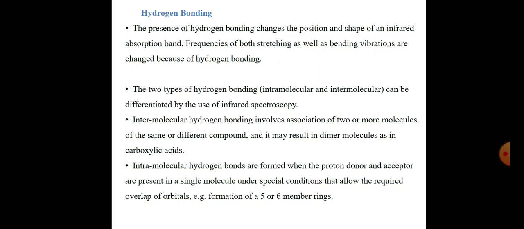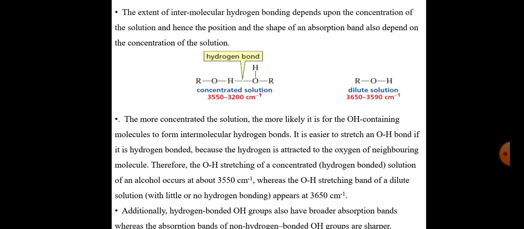Intramolecular hydrogen bonds are formed when the proton donor and acceptor are present in a single molecule under special conditions that allow the required overlap of orbitals. Example, formation of 5 or 6 membered rings. The extent of intermolecular hydrogen bonding depends upon the concentration of the solution, and hence the position and shape of the absorption band also depend on the concentration of the solution.